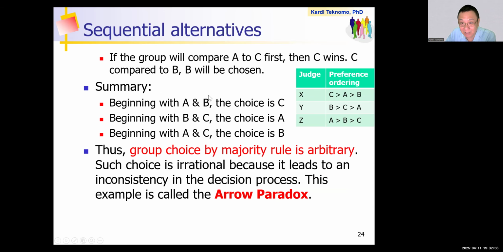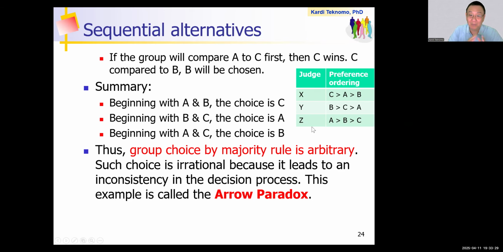So in the summary, there is a cycle here. Depending on which you select to compare first: if you begin with A compared to B, then the choice is C. If you begin with B compared to C, the choice is A. The same thing if you begin with comparing A to C, and then the choice is the one that is not compared first. Can you see that in this paradox?